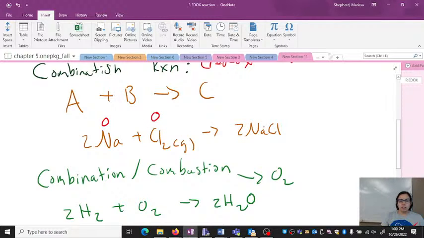And so now what's the oxidation state of sodium now that it's in sodium chloride? So look at your periodic table. Where's sodium?